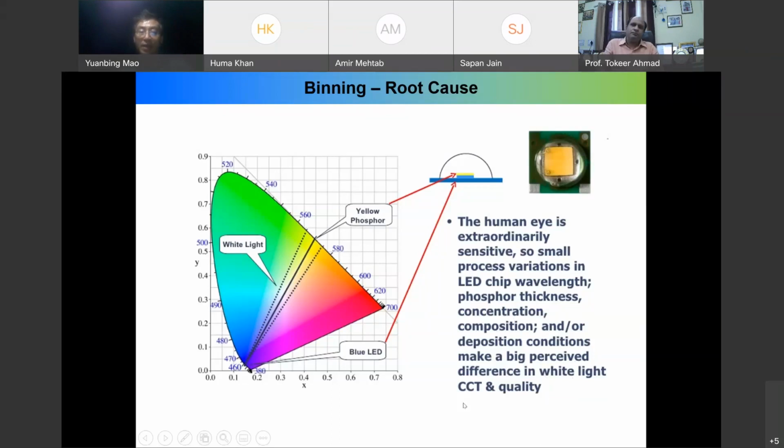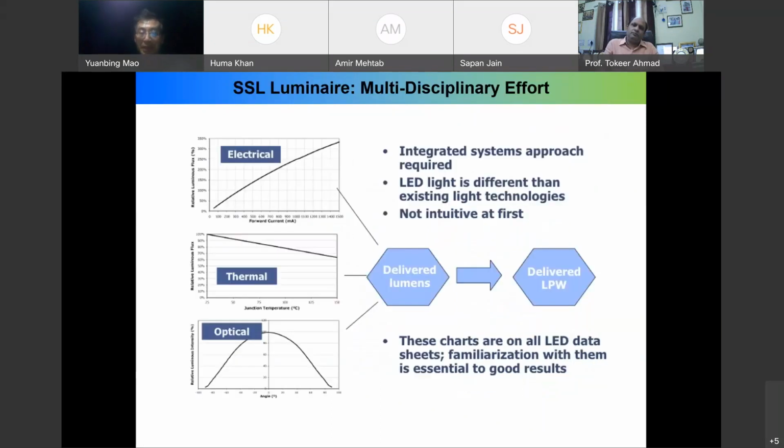So in commercial industry, binning is very important. To make sure the lamps we purchase are similar, it's covered by binning.